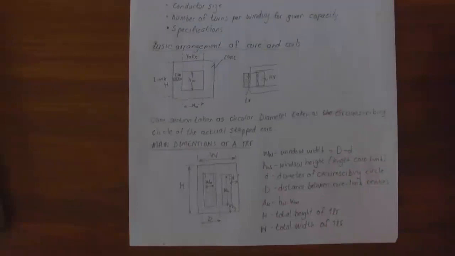Now here the core section is taken as circular, with the diameter taken as the circumscribing circle of the actual stepped core. There you can see that the windings are arranged so that the low voltage winding is closest to the core and the high voltage winding a little bit further away.